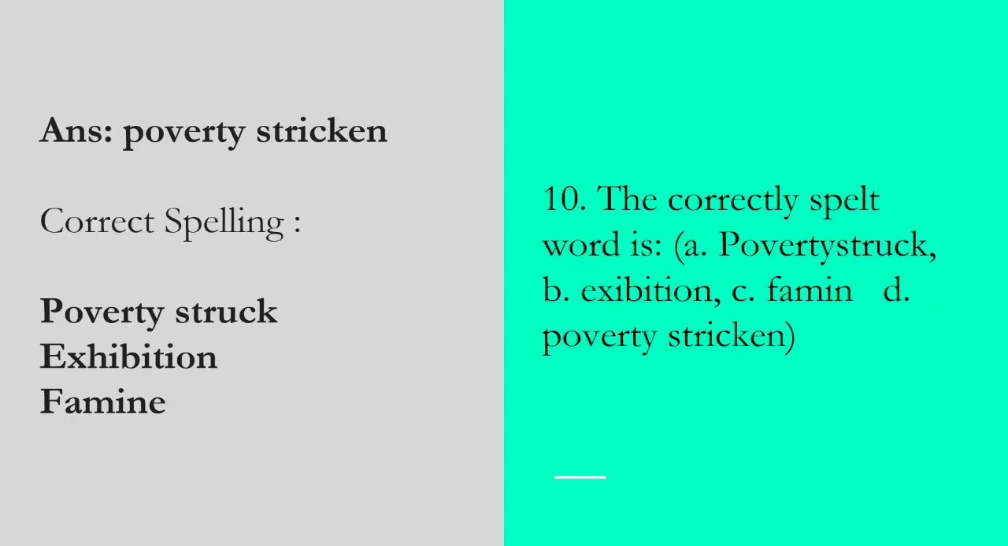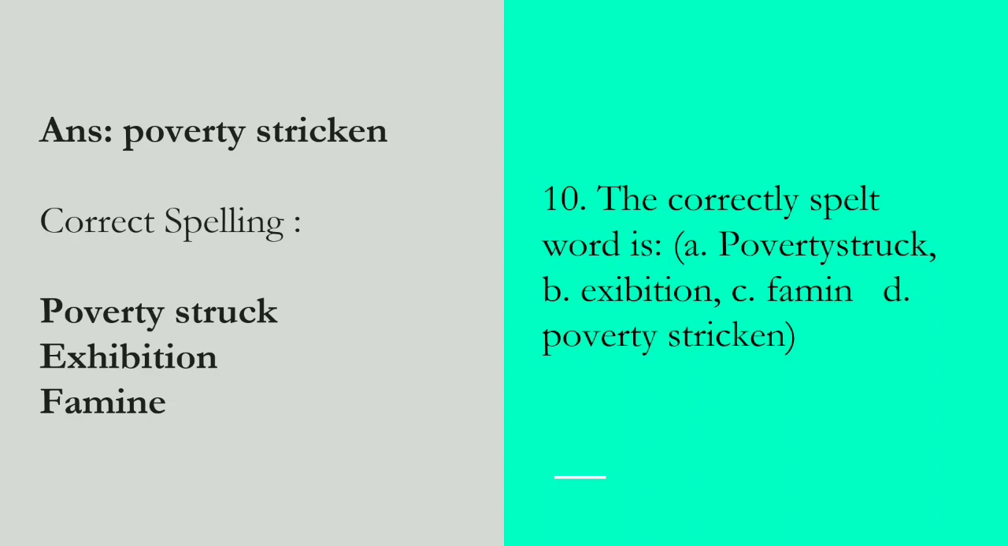Now coming to the last question in this session, you have to find the correctly spelt word. The words are poverty-struck, exhibition, famine, poverty-stricken, etc. The correctly spelled word is poverty-stricken. That is there in your passage itself, towards the end of the first paragraph: "It was during this time Yunus would stumble across an idea that would lead to him helping millions of poverty-stricken people."